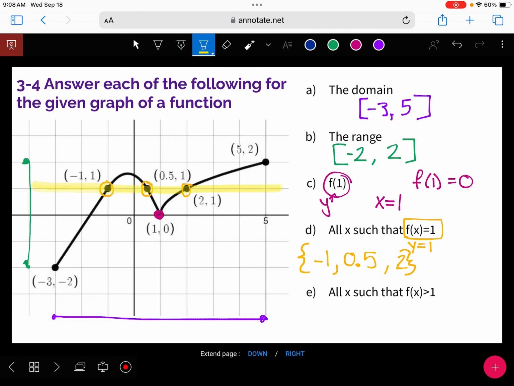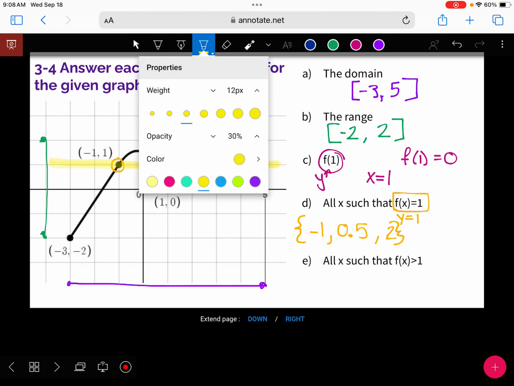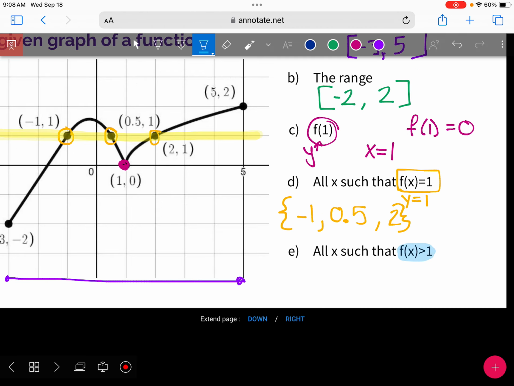Okay, so questions on that piece? Okay. The last one is also kind of weird. So all x's such that f of x is greater than 1. What is that gonna look like? What does this mean? y is greater than 1, right? We want where y is greater than 1.